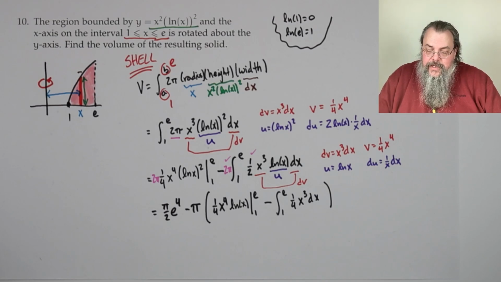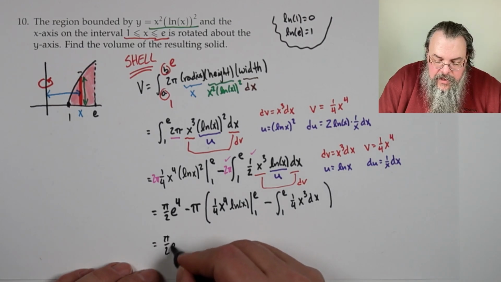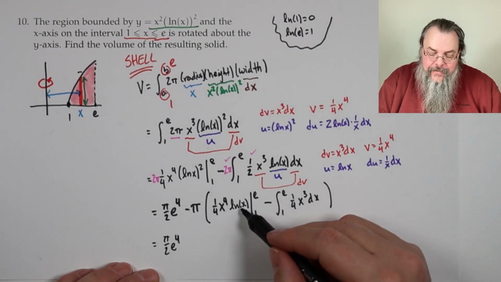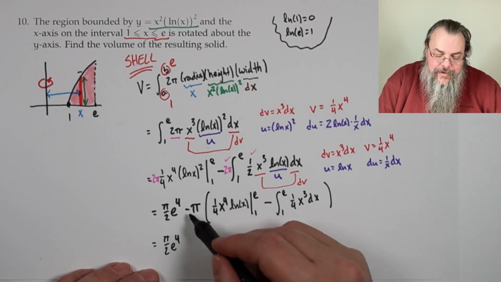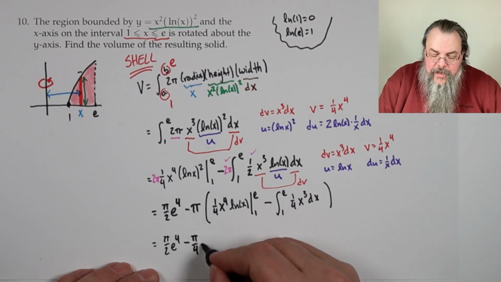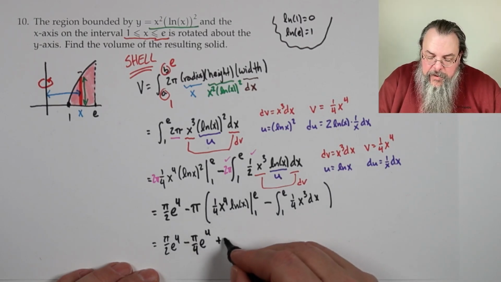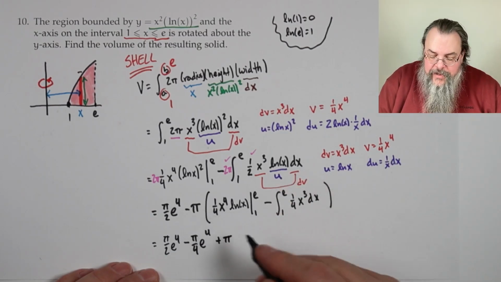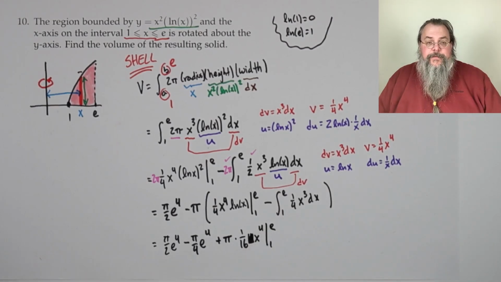And all right, so let's catch up on our evaluation. So we have our pi over 2, e to the 4th. Now, when we plug in 1, log of 1 is 0. Plug in e, log of e is 1. And so we have e to the 4th times this, minus pi. So that's minus pi over 4 e to the 4th. Okay, minus makes a plus pi. And then we have 1/4. Integral of x cubed will bring another 4 down, so this will be a 1/16. And then we have x to the 4th. I was starting to evaluate, but I shouldn't have. So we have to evaluate from 1 to e.